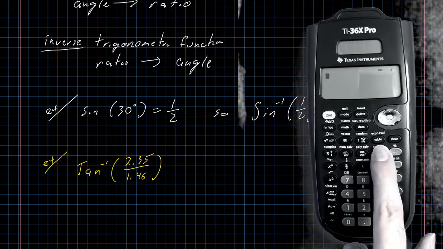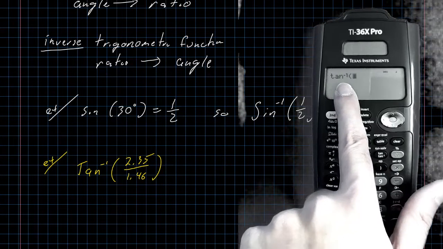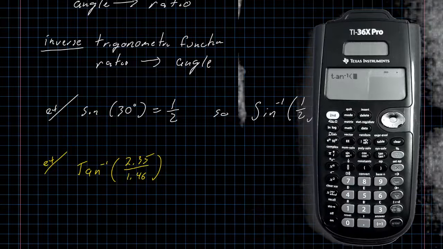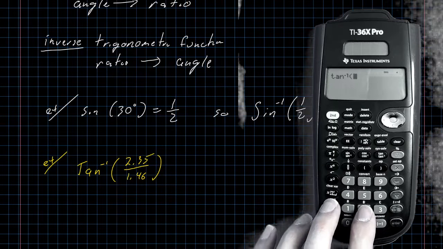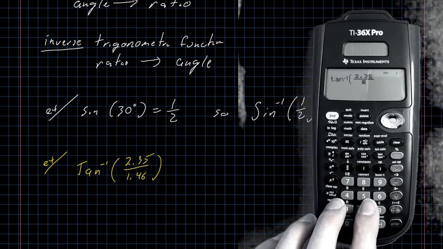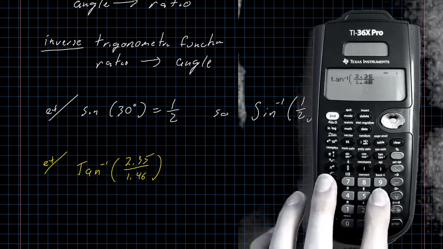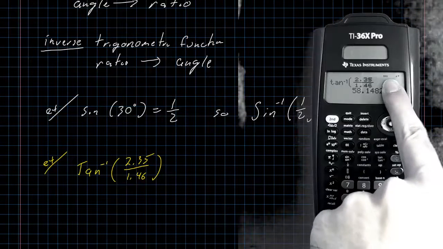Right? Push the tangent button once, push the tangent button a second time, and now it says tangent raised to the negative first. That's the notation we use for inverse tangent, and punch in the stuff I have. 2.35 over 1.46. And my calculator is happy to tell me that this is 58.14828, etc., degrees. Again, degrees because it says degree measure right there.